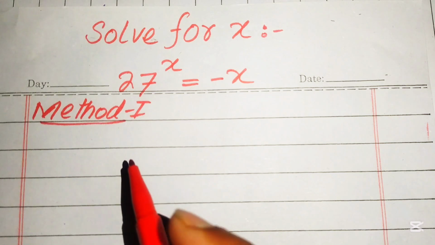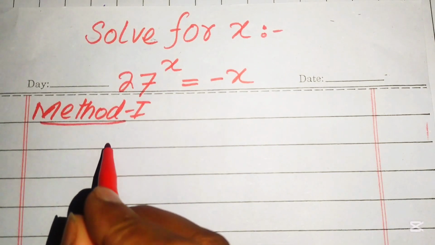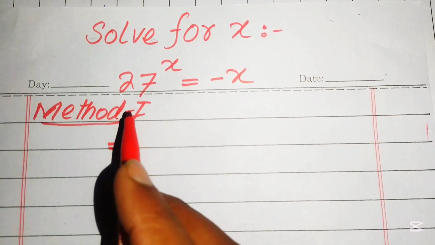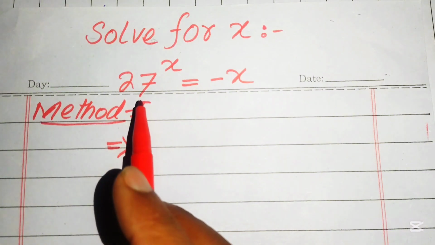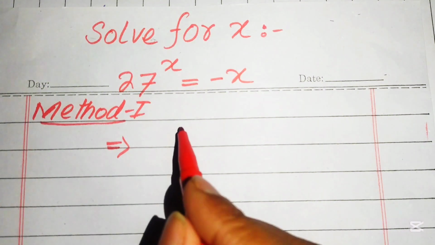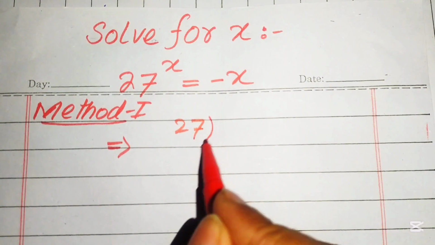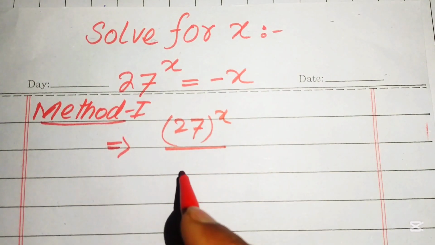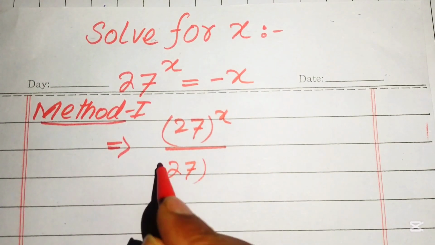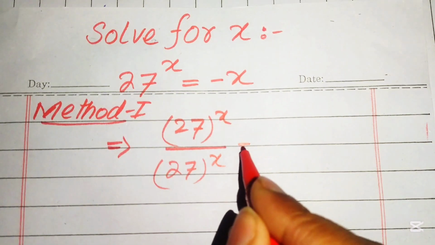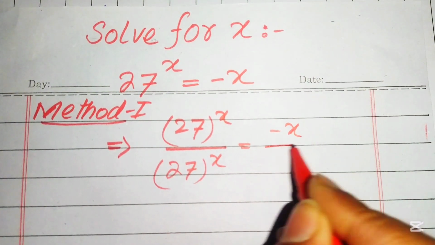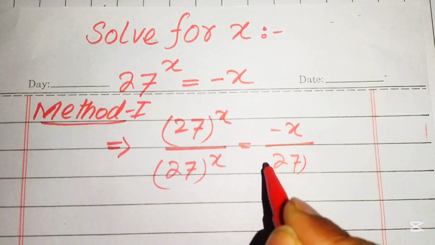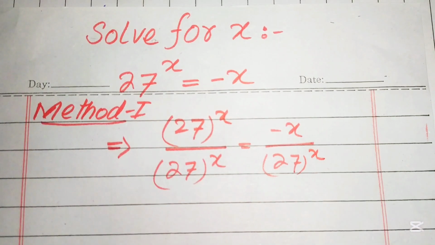In the first method, we need to divide both sides by 27 to the power of x. So we divide both sides by 27 to the power of x, and it will be written as 27 to the power of x divided by 27 to the power of x is equal to minus x divided by 27 to the power of x.